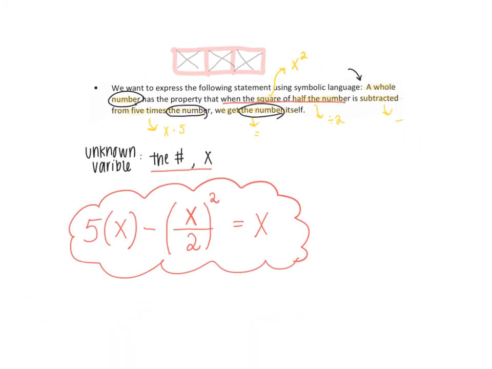Now the last thing I want to do before I leave this page is I'm going to check and make sure I have every single piece of this sentence represented. So I'm going to say a whole number has the property that when the square of half the number is represented right here. Square of half the number is subtracted from. Here's my subtraction sign right here. Is subtracted from 5 times the number. There's 5 times the number. We get, that's my equal sign, the number itself. So I have just proved that I represented all of that, okay? And we are done with this first example.